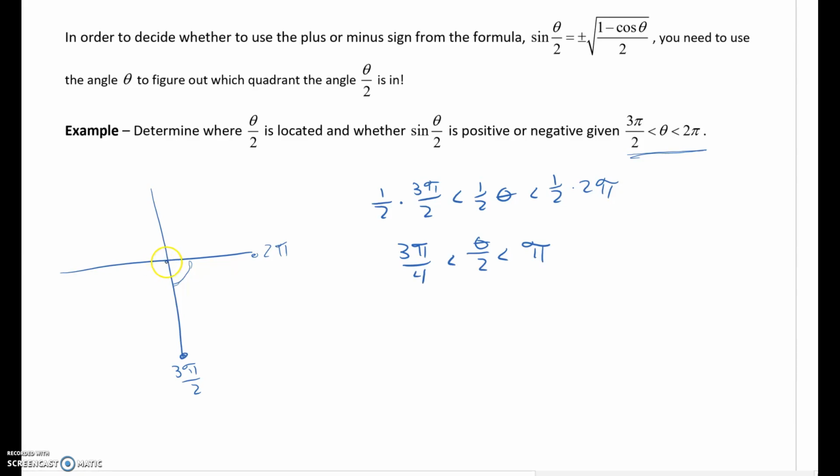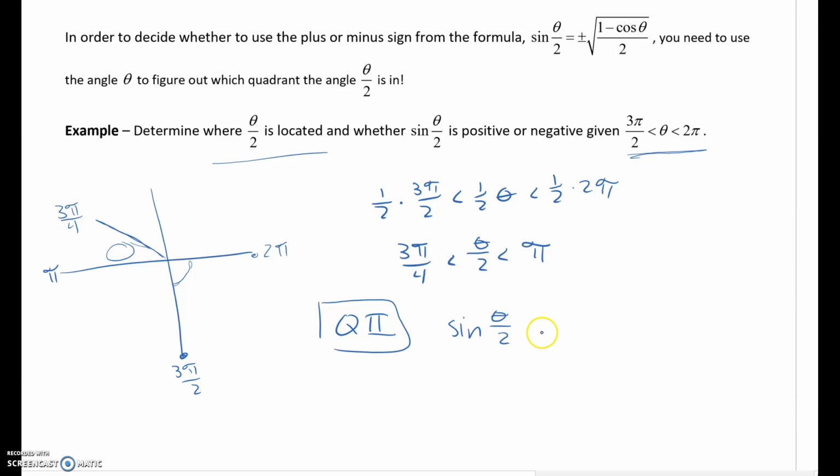So 3 pi over 4 is right here. That's 3 pi over 4. And then here's pi. So this is where my half angle is going to be, somewhere in the second quadrant. So it asks, where is your half angle located? It's in quadrant 2. So then is the sine of theta over 2 going to be positive or negative? It is going to be positive because it's in the second quadrant, and up here your sine is positive. So you can't go from what quadrant your angle is in. You have to go for what quadrant your half angle is in based on the restrictions and the information that you have.